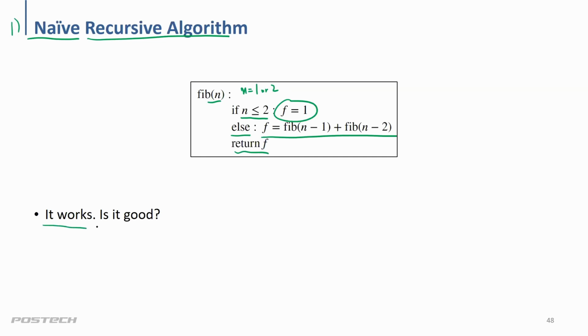I think it's going to work. But the question is, do you think it's good or not? Think about the question from the perspective of the computer. If you ask this of the computer, do you think the computer is going to be happy or not?